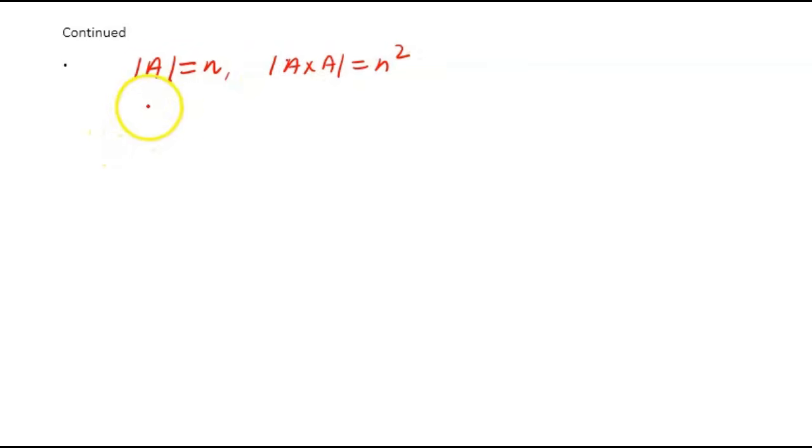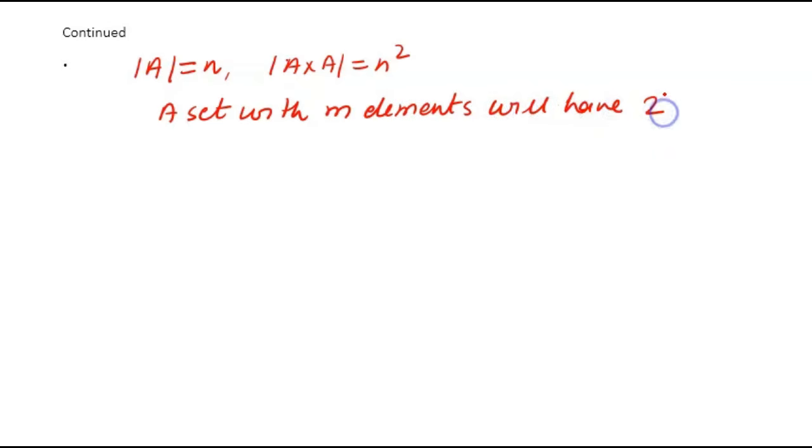In our set theory class, in earlier classes, we have seen that if a set has m elements, it will have 2 to the power m subsets. I hope you remember. The term we have seen earlier is also known as the power set. The power set contains all the subsets of a particular set, and the total number of subsets is 2 to the power m. So if I am defining a relation on a set with n elements, as you have already seen in the definition, the relation on a set A will be a subset of A cross A.